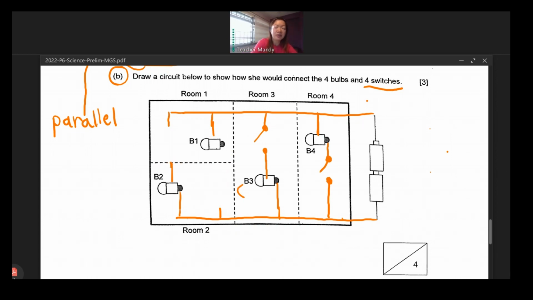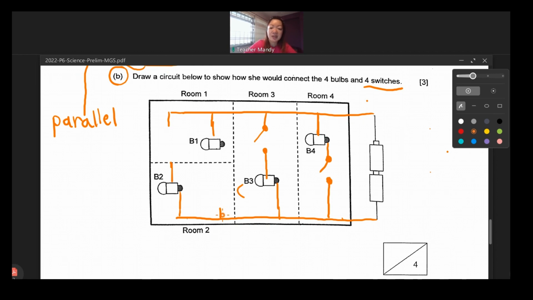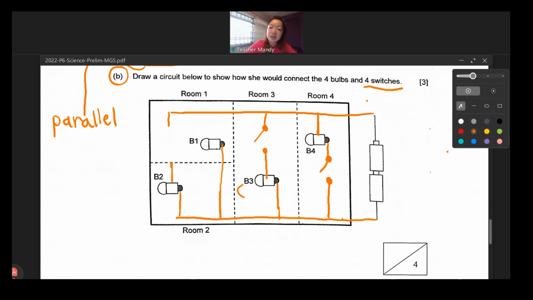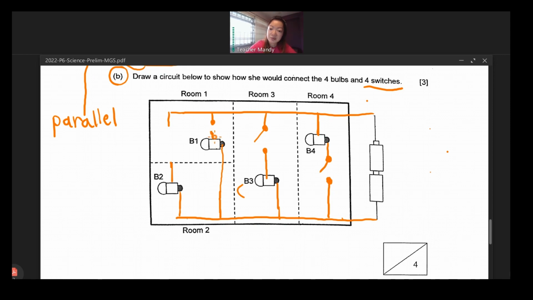So along the way, you might have to make a few changes. So the switch will have to be here. We draw a smaller one, but it still has to be clear and able to be seen. So make sure your drawings are big enough in the answer. Oh, okay. This one I can't have here because this is for bulb 2. Bulb 2 is in room 2. So my switch will have to be somewhere here.